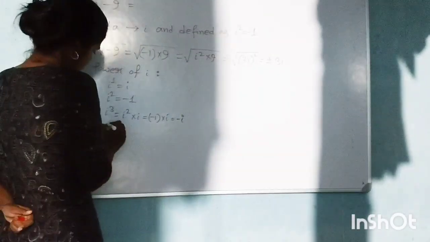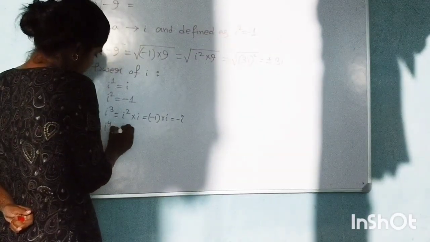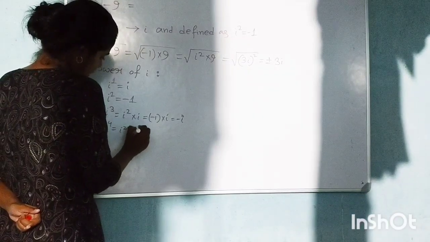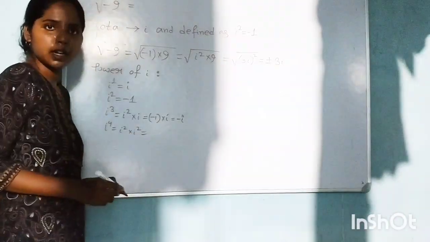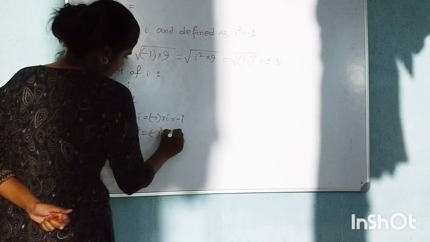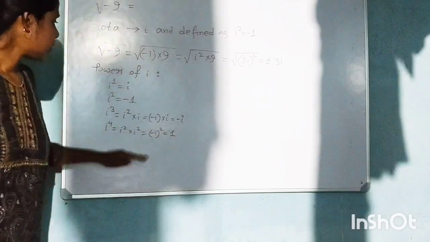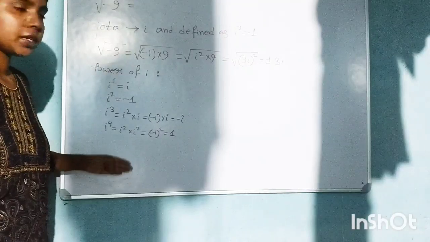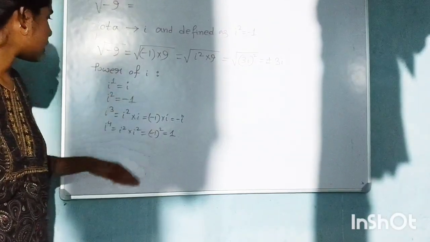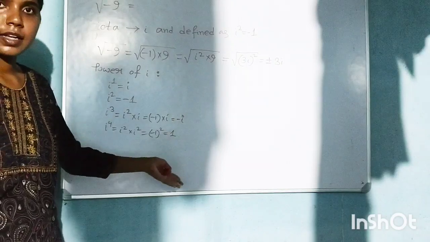Okay. What is the value of i to the power 4? i to the power 4, we can write it as i square into i square. i square value is -1. So we can write as (-1) square, means 1. After that it will repeat the value. Means i to the power 5 will be i. i to the power 6 will be -1. i to the power 7 will be -i.